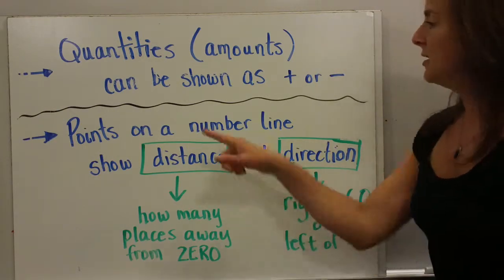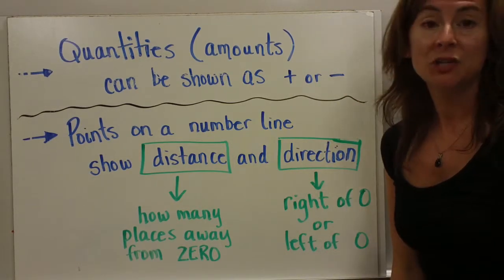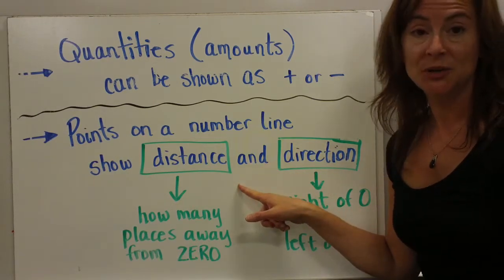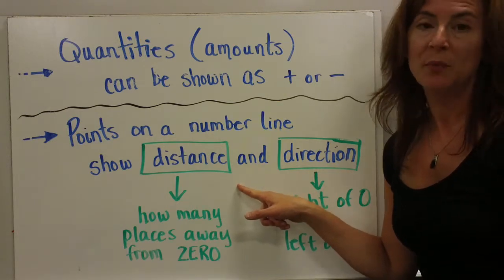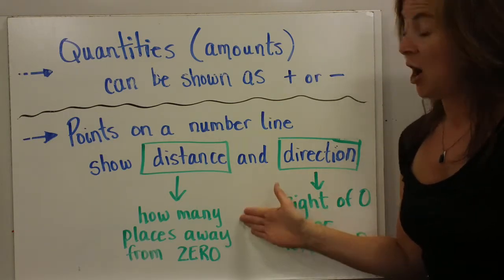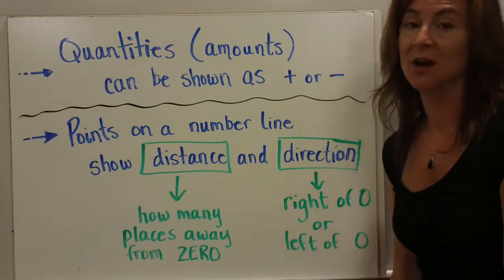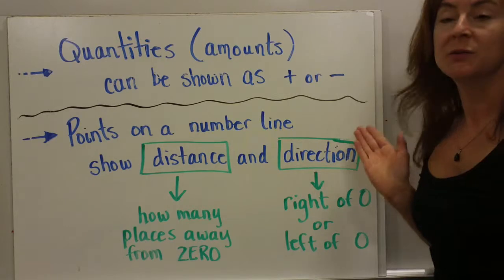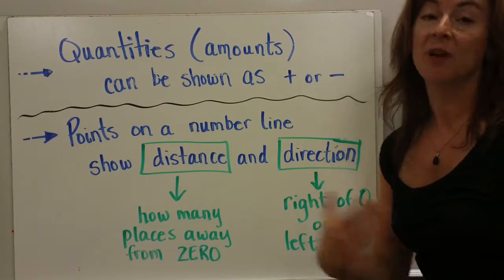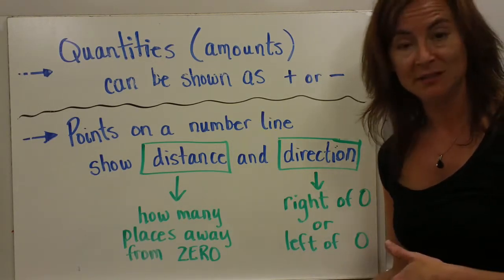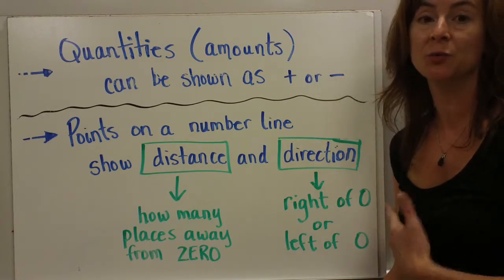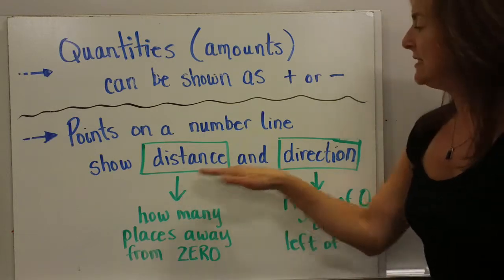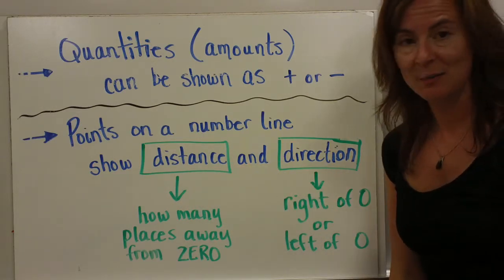Now, when we're talking about a number line, points on a number line can show two pieces of information. First, they can show distance. When we have a point on a number line, it can tell us how many places away from 0 we're talking about, and that's the distance. Points on a number line can also show direction. Are we going to the right of 0, which would be positive integers, or are we going in the direction of left of 0? So, distance and direction can be shown on a number line.